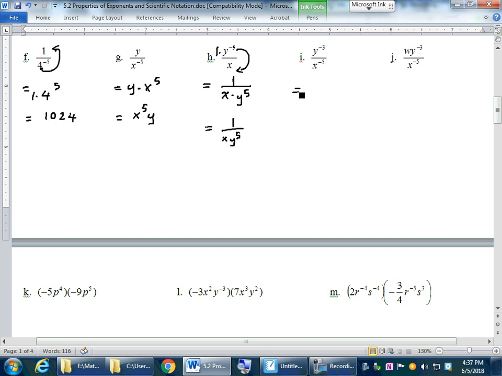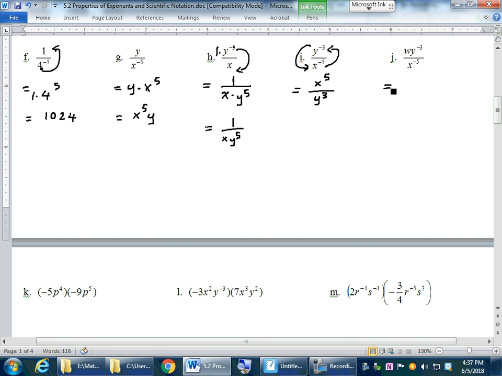Example I, to change into a positive exponent, the negative 5 in the denominator will go to the numerator. For the y, from the numerator, it will go down to the denominator. So it will become x to the 5th power and then y to the 3rd power. When you apply the negative exponent, you apply it for each base.